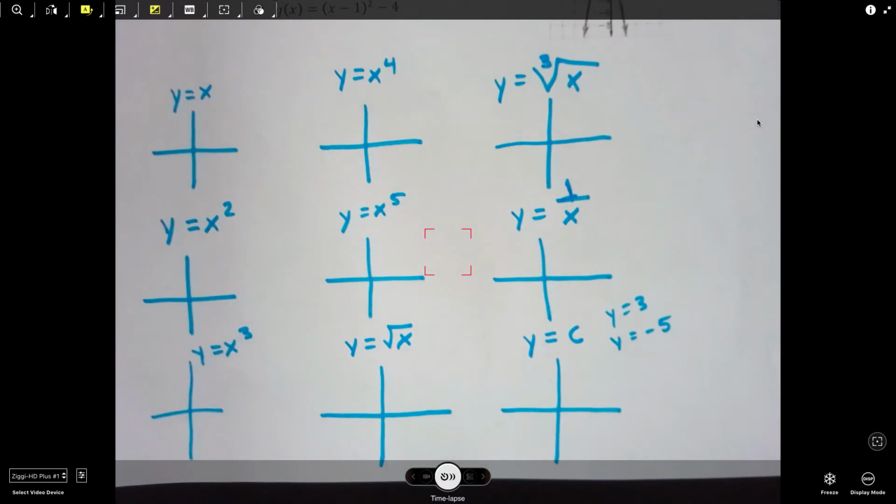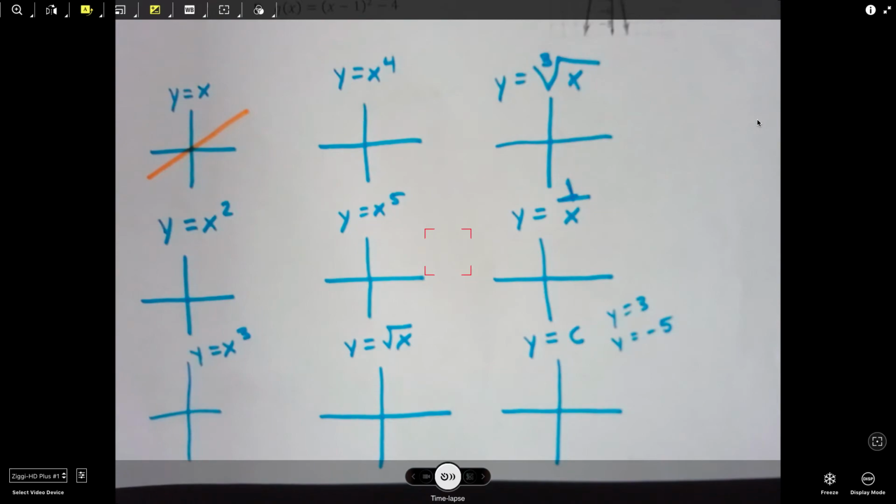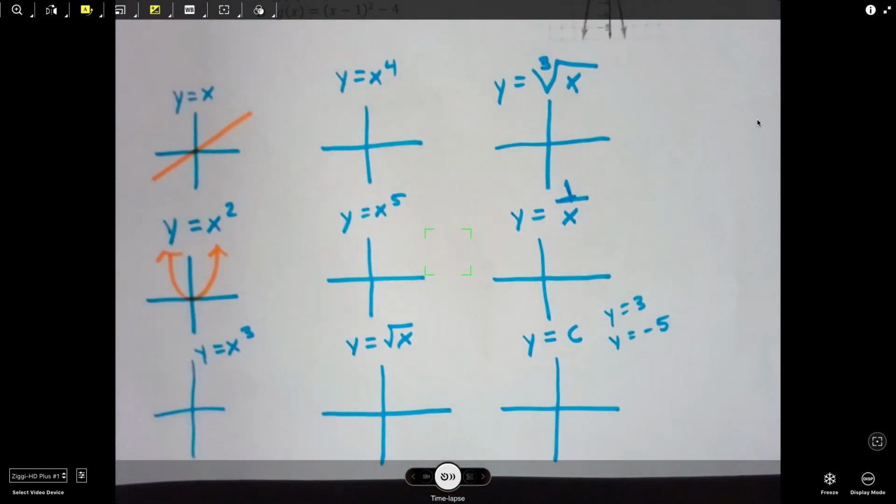Did they give you enough time? Okay, so y equals x. You should know what that looks like. What does it look like? A straight line. Straight line through 0, 0, just like that. That's what it looks like. Okay, what about x squared? Is it a parabola? It is a parabola. Like that. Y equals x squared.